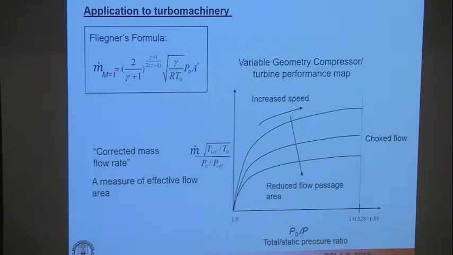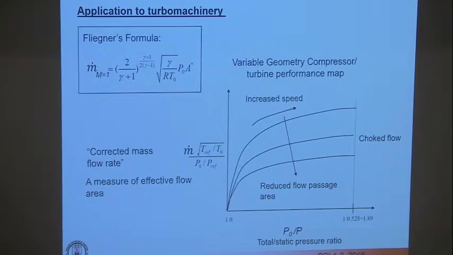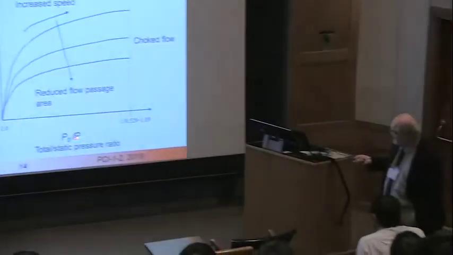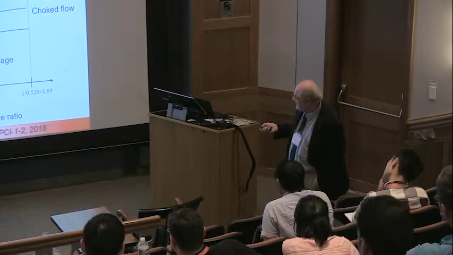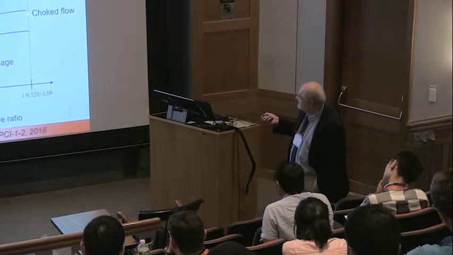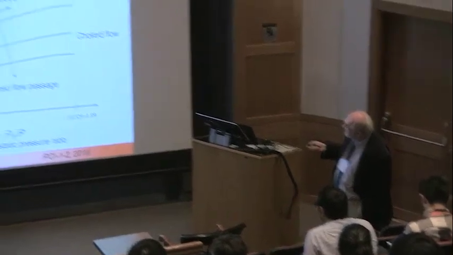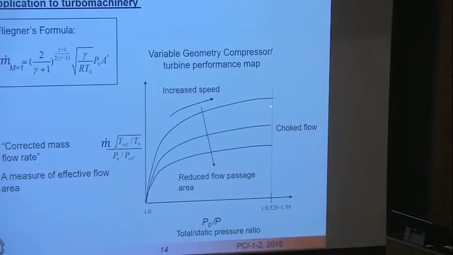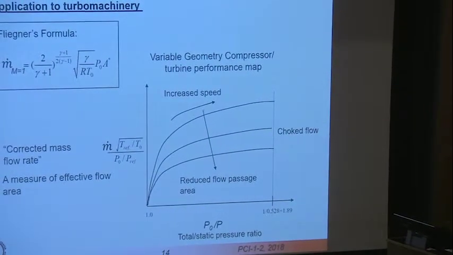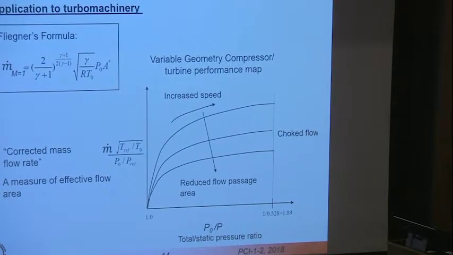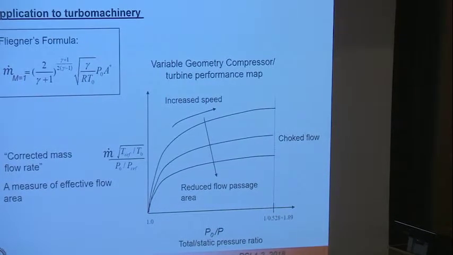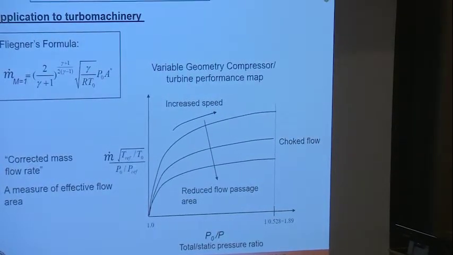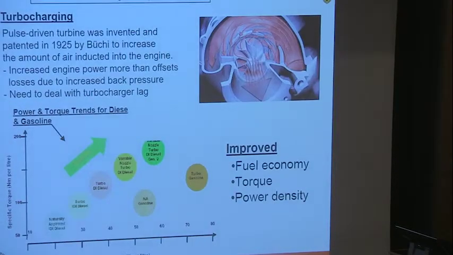And you can see here, if the static pressure is equal to the total pressure, I don't get any flow, right? We already saw that. But if the static pressure is 0.528 times the reservoir or total pressure, then I get choked flow. The different curves that you see here correspond to different speeds of flow through the device, and each one here to a different cross-sectional area passage. Okay, so this will help you understand both compressor and turbocharger maps when I show them to you.